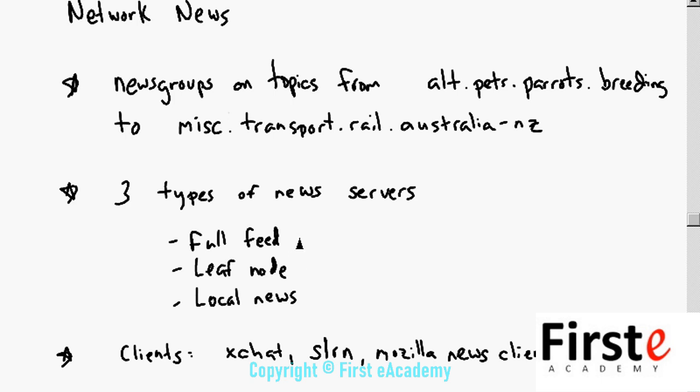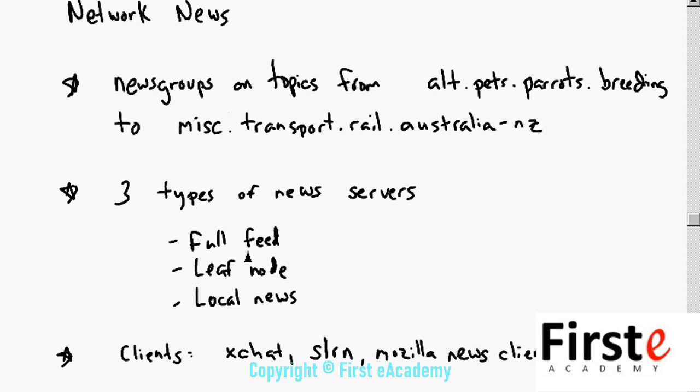Now, a full feed news server means that it receives all of the Usenet news groups from some upstream news server, from some commercial server. Because it gets all of the news group postings from that commercial server, this full feed news server can then pass that information on to some downstream news server. It can act as a full feed news server for some other downstream news server.